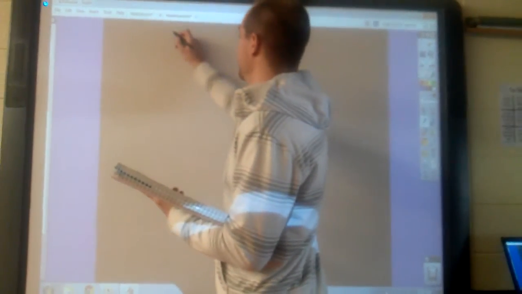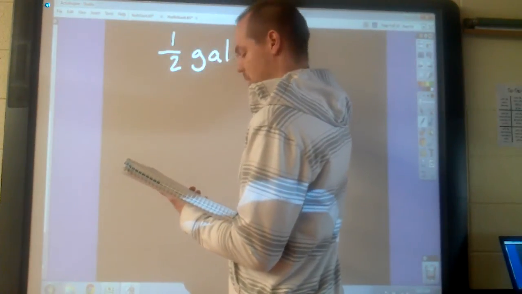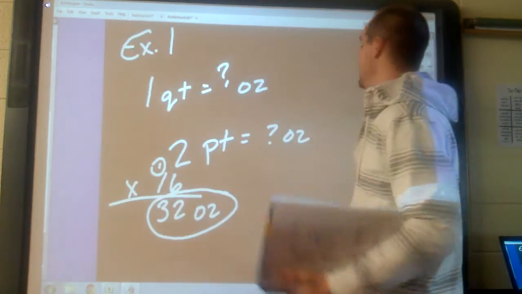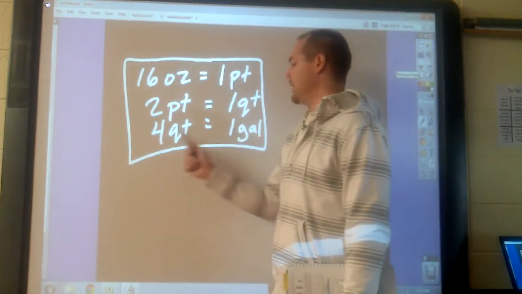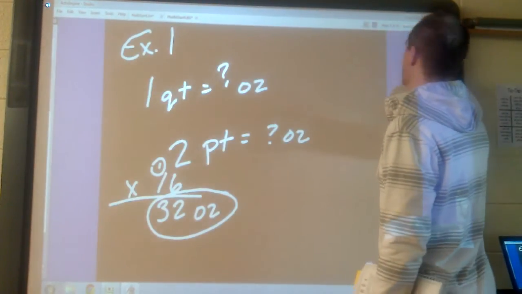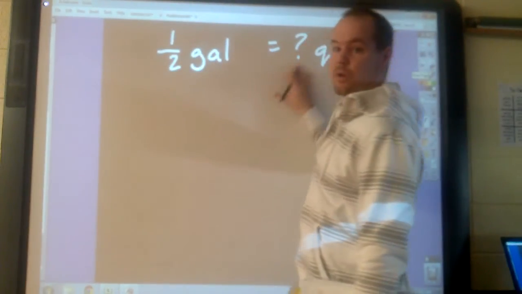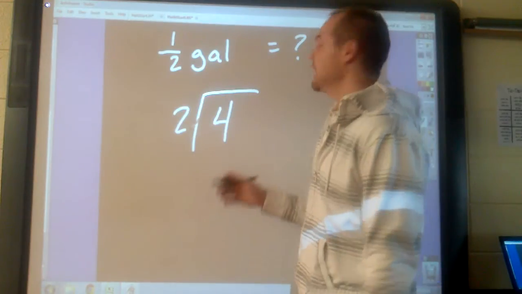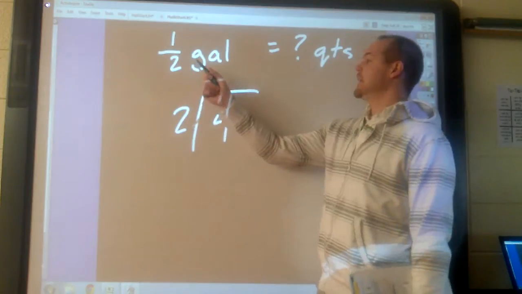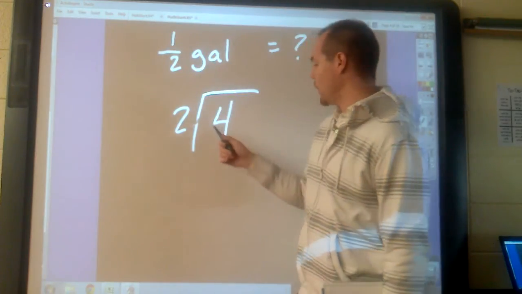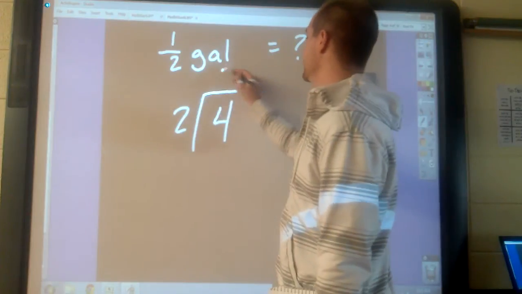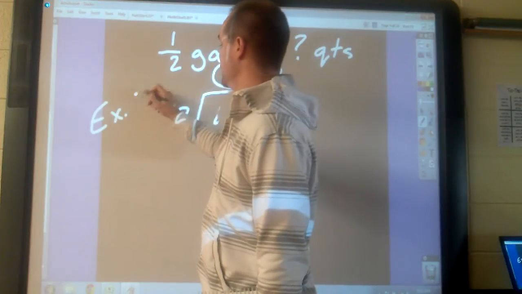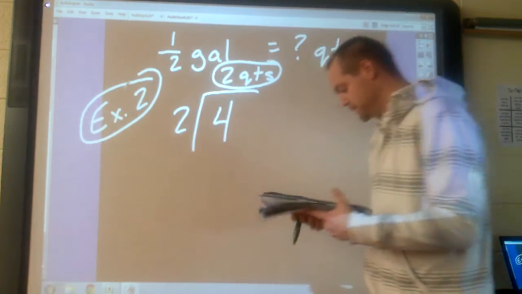Example 2, it says a half gallon of milk. So I have a half gallon of milk equals how many quarts of milk? Well, if I look back at my table, I know that 1 gallon is 4 quarts. So in order to find half of 4 quarts, because 1 gallon is 4 quarts, I'll just divide that by 2. Again, understanding that there are 4 quarts in 1 gallon, I need to take 1/2 of 1 gallon, or 1/2 of 4 quarts. By dividing 4 by 2, I know that 1/2 gallon is equal to 2 quarts. And this is your answer for example 2.